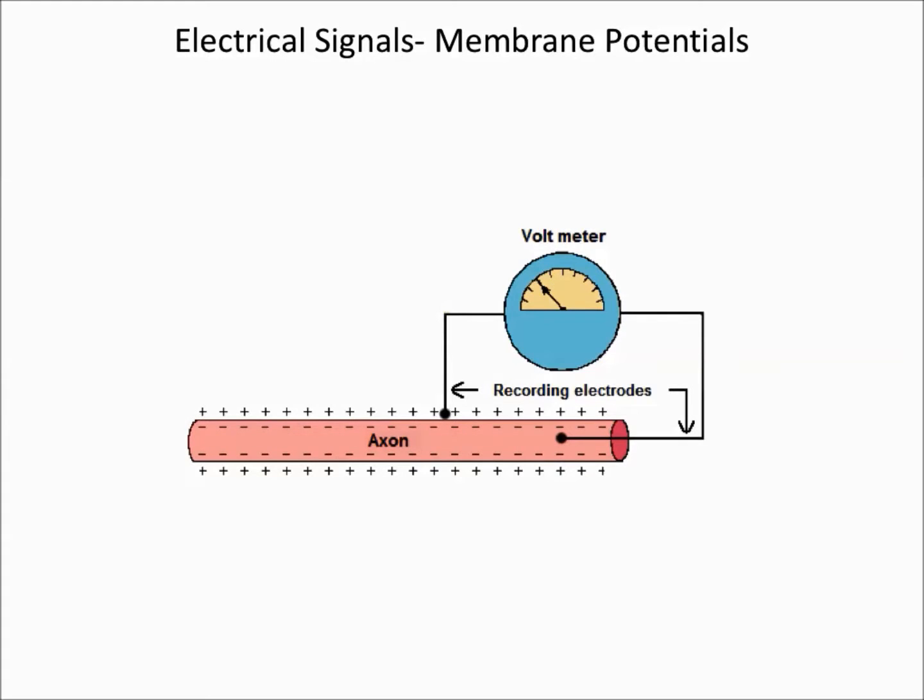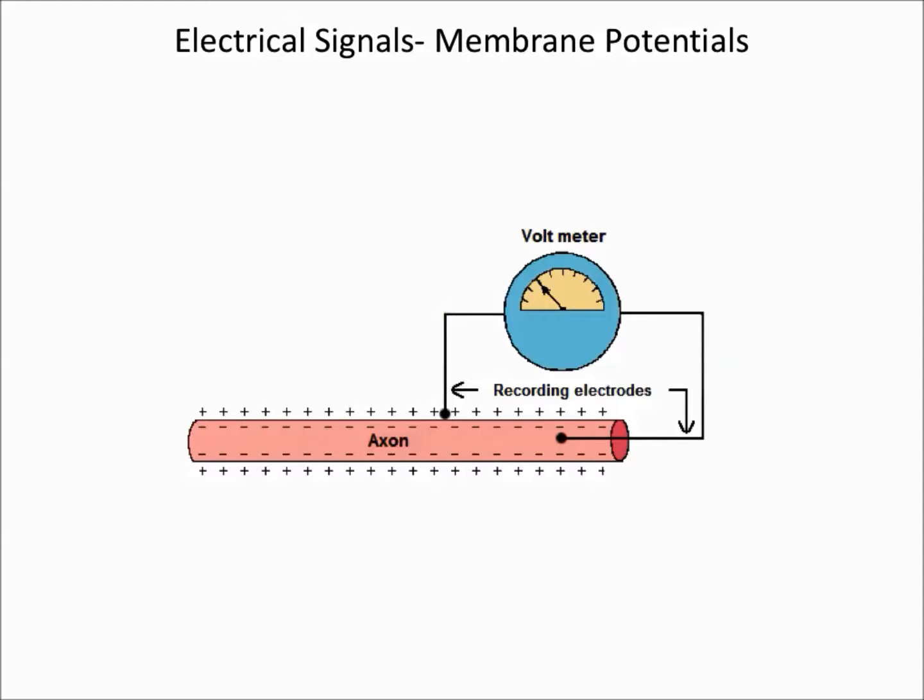In this next section of the nervous system, we're going to talk about membrane potentials and how electrical impulses are transmitted and transported throughout the nervous system. A membrane potential is a charge, and in order to measure the charge of an axon, we have to look at the outside charge of the axon in reference to the inside charge of the axon.